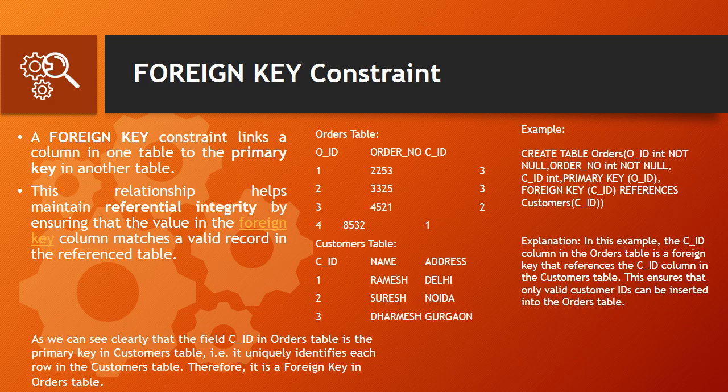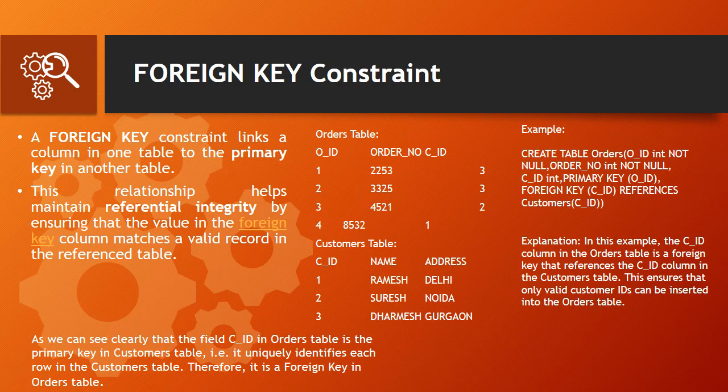Next one is FOREIGN KEY constraint. A foreign key constraint links a column in one table to the primary key of another table. The relationship helps to maintain referential integrity by ensuring the value of the foreign key column matches a valid record of the referenced table.